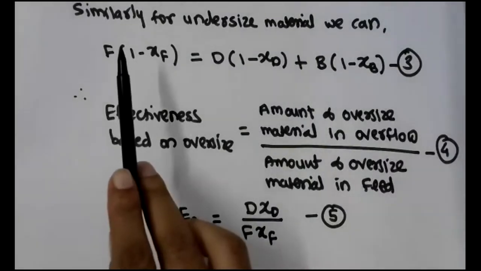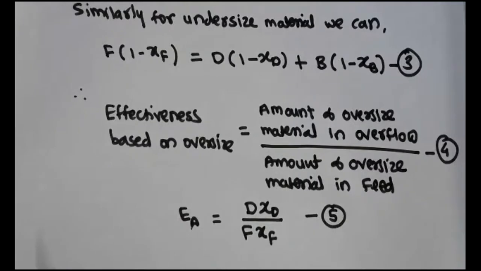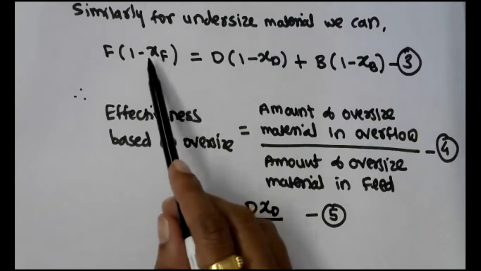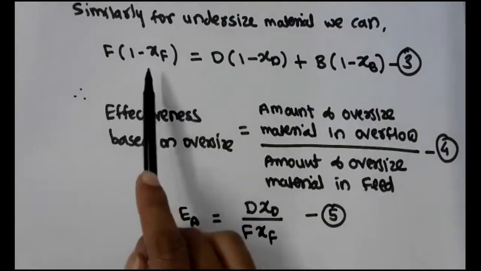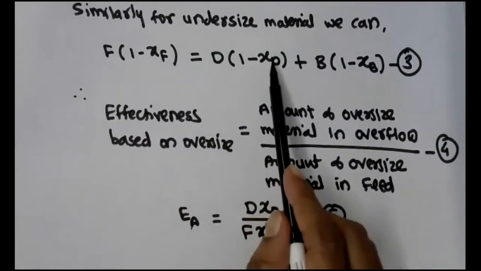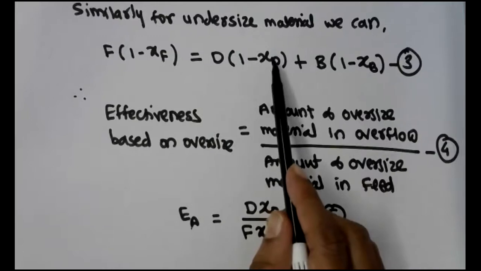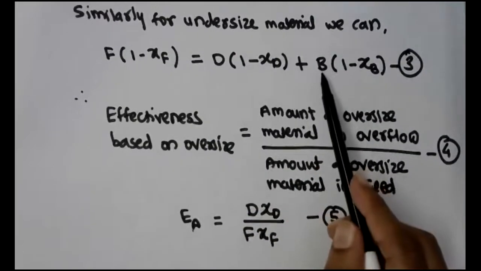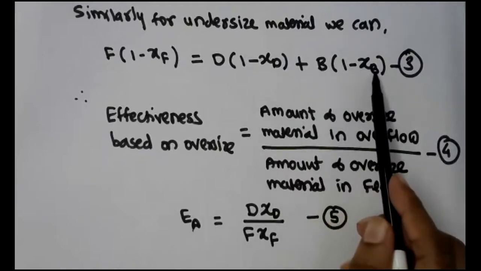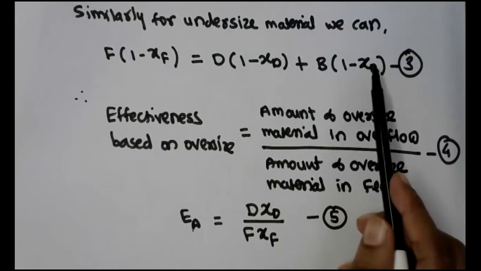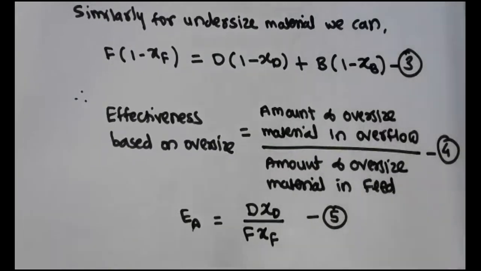So for undersized material, we can write the balance as F into 1 minus XF. So if XF is the mass fraction of oversized material in a feed, 1 minus XF means mass fraction of undersized material in feed, is equal to D into 1 minus XD. XD is the mass fraction of oversized material in overflow, so 1 minus XD is the mass fraction of undersized material in overflow, plus B is total underflow. If XB is the mass fraction of oversized material in underflow, so 1 minus XB is the mass fraction of undersized material in underflow. Now let us say that this is equation number 3.